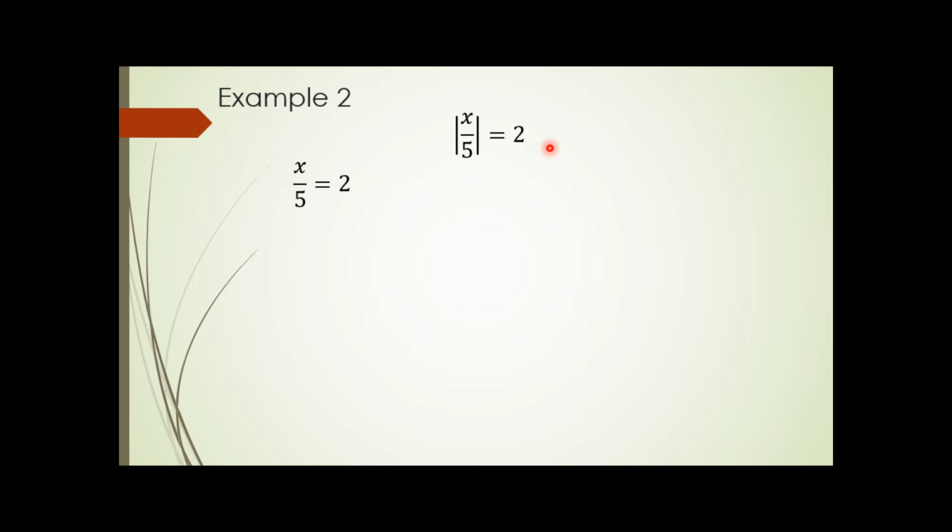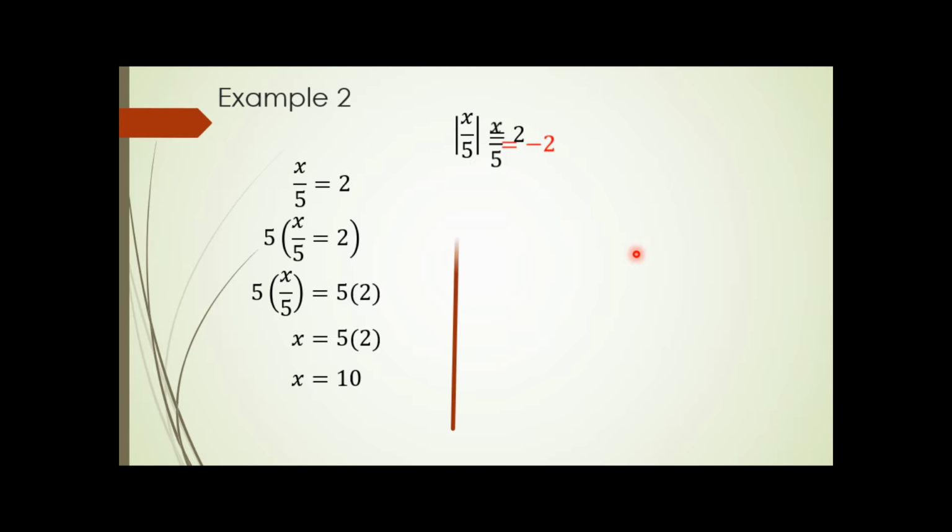What we're going to do is write the first one over here and realize the only thing we really need to do is get rid of this divisor of 5. To do that, we're going to multiply by 5. Okay? We then distribute that 5. 5 divided by 5 makes it so we can cancel the 5 and simplify to get 10.